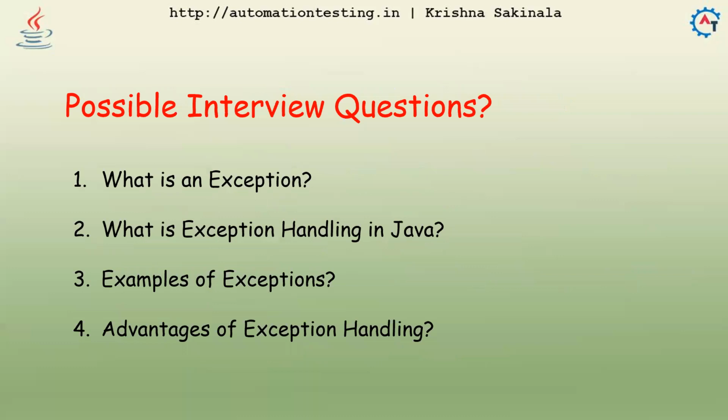So what could be the possible interview questions? What is an exception? We already discussed that an exception is an unwanted or unexpected event that occurs in your program flow. What is exception handling in Java? How you make your program execute smoothly is called exception handling. Examples of exceptions: we have seen that, trying to read an unavailable file, giving wrong or invalid user input, something like that. Advantages of exception handling: we just saw that, right? You can explain all these things as part of exception handling.